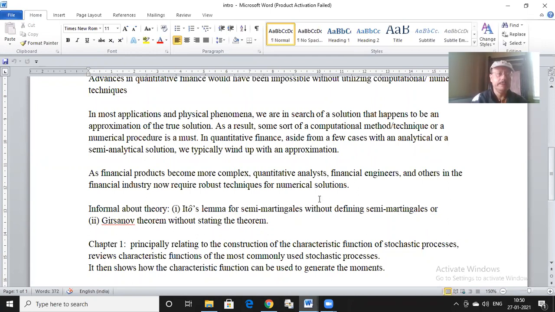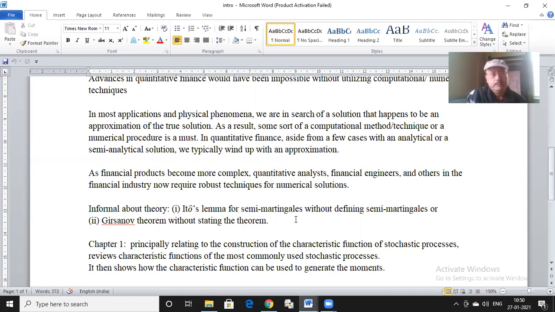Okay, so Hirsa says that he has been quite informal about the theory. As an example, he cites that he has used Itô's lemma for semi-martingales. Semi-martingales are obviously an abstract object, which we defined last term in an informal way. So he has used Itô's lemma for semi-martingales without defining semi-martingales.